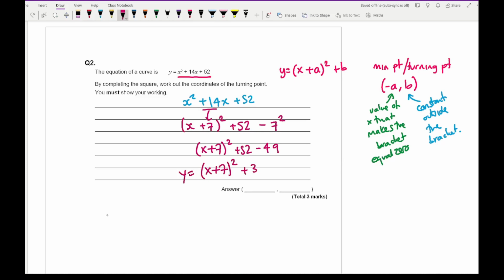So from this I can see that the value of x that makes that bracket equal to 0 is going to be minus 7, and the constant outside is going to be 3, so the coordinate is minus 7, 3.